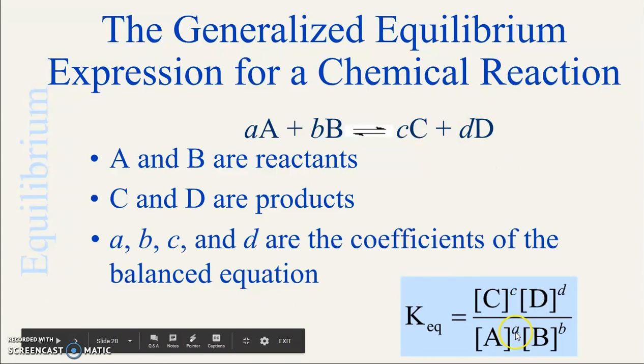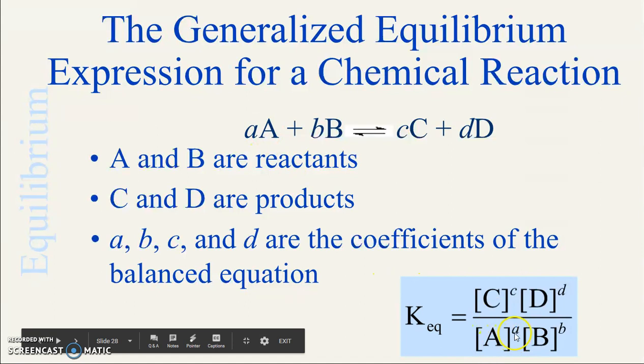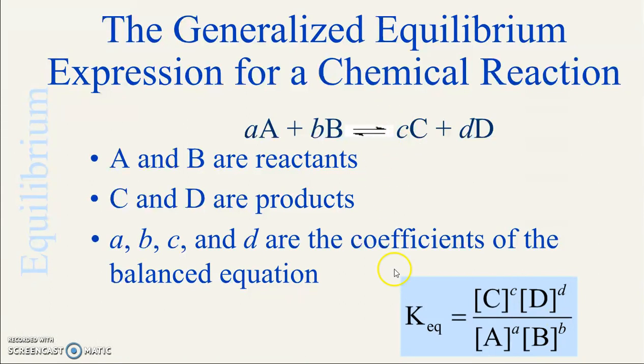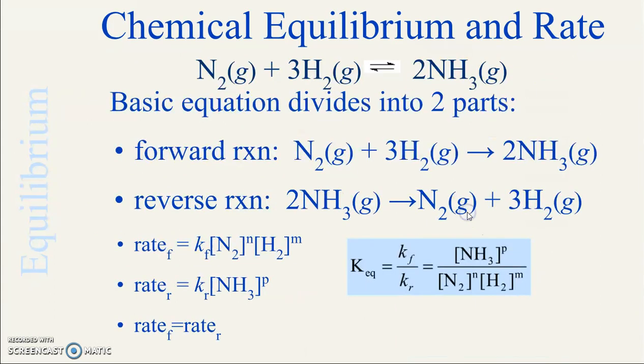And then you'll also notice that we have superscripts in here, exponents. The exponents are actually the coefficients in the balanced equation. So if there was a 3 in front of this reactant, then I would have this reactant's concentration to the third power. If there was a 2 in front of this reactant, then I would have this one to the second power. If there's nothing, then it's an understood 1 and you don't put anything there. So that's the basic setup for any equilibrium reaction.